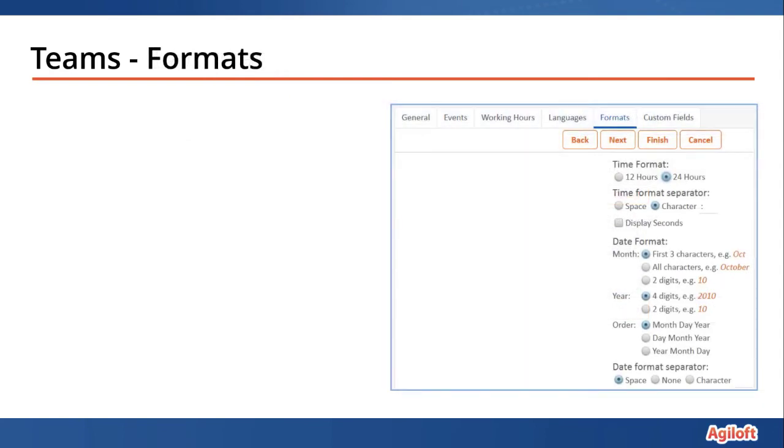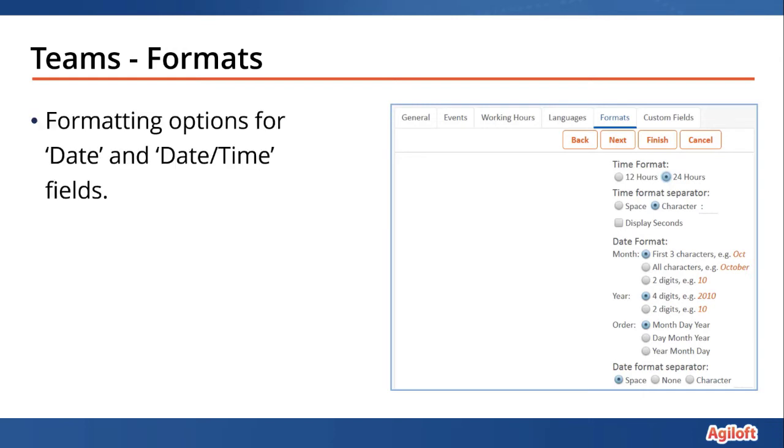Next, we'll look at the Formats tab. The Formats tab allows you to set the date and time formats that users see. You can choose to show users a 24 or 12-hour clock and select specific aspects of the date format they see. This only affects the fields that are left to default format. If a specific format is selected for a field, that format will always be displayed regardless of what format is selected here.